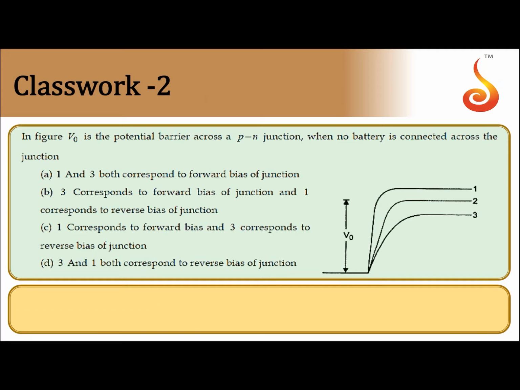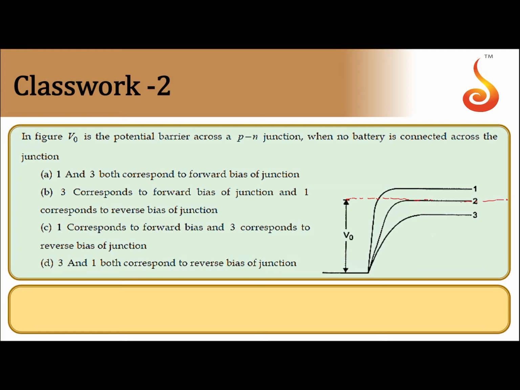Shall move on to next one. In the figure, V0 is the potential barrier across the PN junction when no battery is connected across the junction. So V0 is this. Then: 1 and 3 correspond to forward bias of junction; 3 corresponds to forward bias and 1 corresponds to reverse bias; 1 corresponds to forward bias and 3 corresponds to reverse bias; 3 and 1 both correspond to reverse bias. These are the options. See, this is the barrier potential at the level 2.